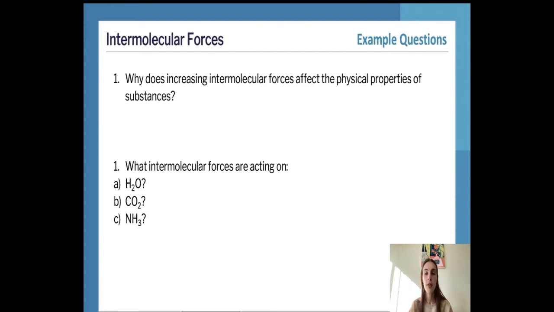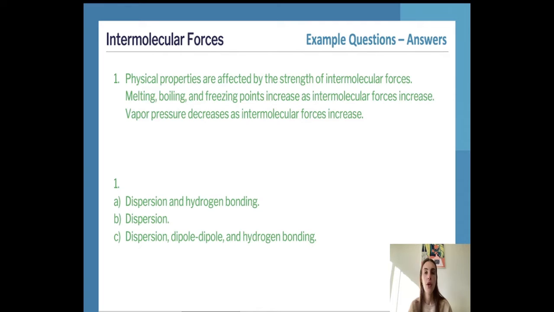Okay, so we'll now go on to the answers. With our first one, we can see that physical properties are going to be affected by the strength of intermolecular forces. Melting, boiling, and freezing points are going to increase as the intermolecular forces increase, whilst vapor pressure is going to decrease as the intermolecular forces increase.